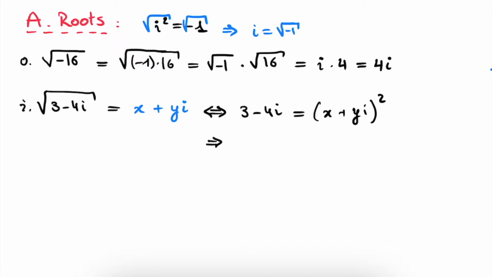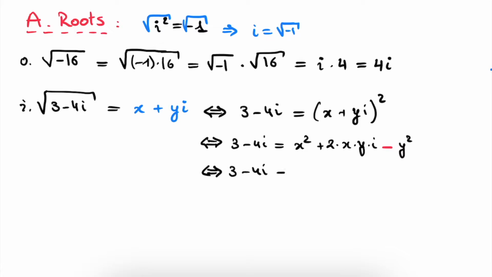This, of course, can be calculated even further. So we copy the left hand side, 3 minus 4i, and the right hand side we simply write out. So we have x squared plus 2 times x times y times i, and we add to this y squared times i squared. And in this last term, we of course note that i squared is equal to minus 1. It's basically the definition of i. So we can drop this i squared, and we can replace this plus sign with a minus sign. Rewriting this even further, we get that 3 minus 4i is equal to x squared minus y squared plus 2xyi.